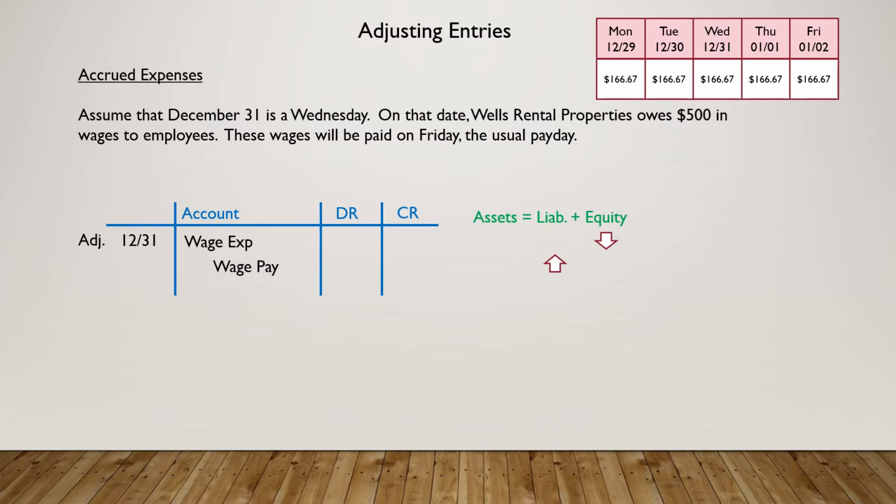What's the amount of this entry? Our employees have not yet worked Thursday and Friday, so we don't owe them for those days just yet. We can't owe someone for something he or she hasn't yet done, so our amount will be the $500 stated in the question, and we'll post to our ledger accounts.